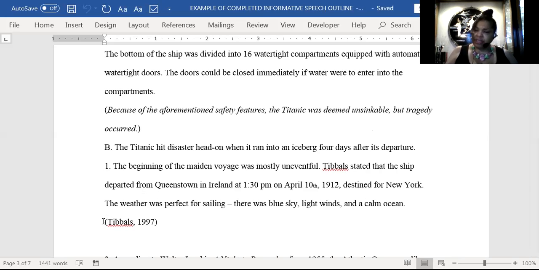Okay? And then she goes back into giving us the sources and supporting what she says. The beginning of the maiden voyage was mostly uneventful. Tibble stated that the ship departed from Queenstown in Ireland at 1:30 p.m. on April the 10th, 1912, destined for New York. The weather was perfect for sailing. It was blue skies, high winds, and a calm ocean.